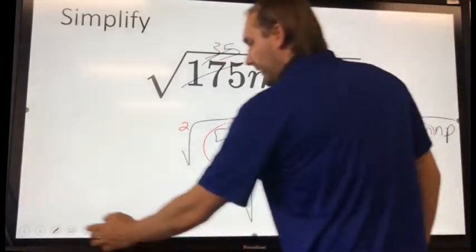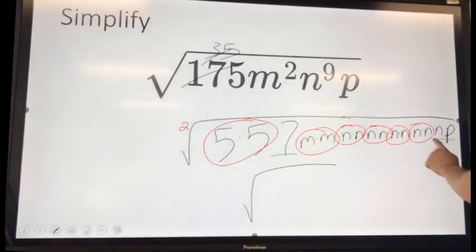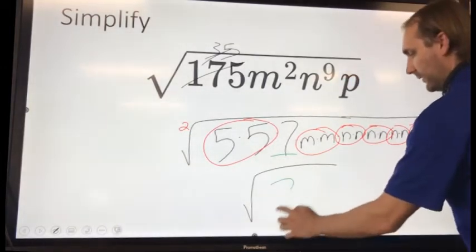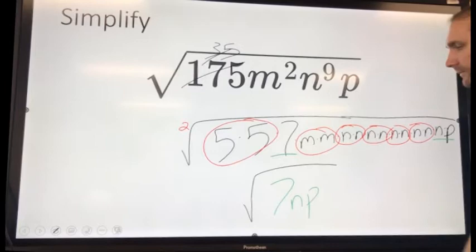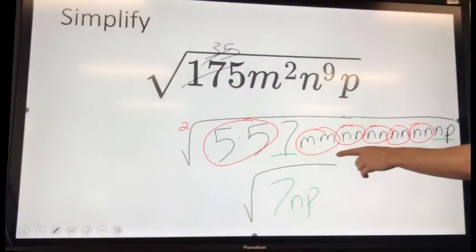So let's see what stays inside. What did I not circle? 7 in the p. So 7 and a p stay inside. And what goes out? 5 m.